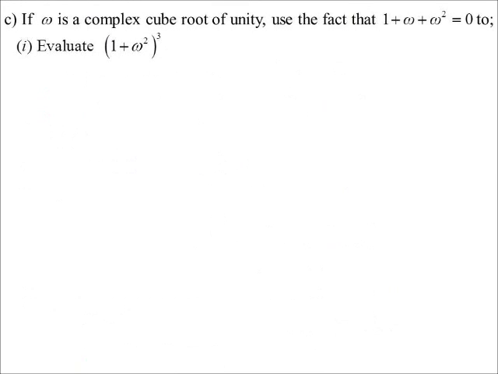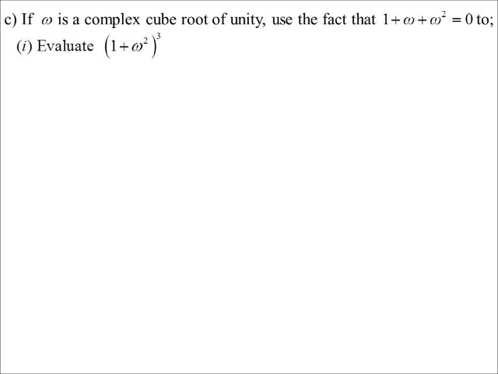All right, we're told this time it's a cube root of unity. They've in fact given us the nice little equation. We don't have to prove it. They told us we can use it. So we know two things. We know 1 plus omega plus omega squared is equal to 0. The other thing we know, because it's a complex cube root of unity, is omega cubed is equal to 1. They're the two facts that we know.